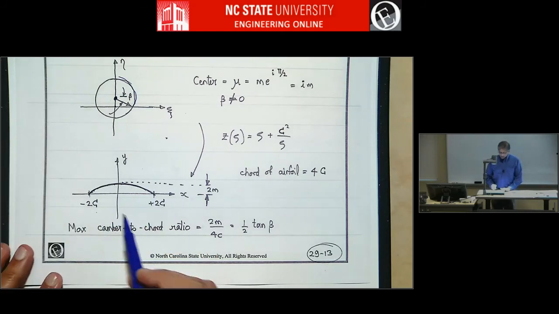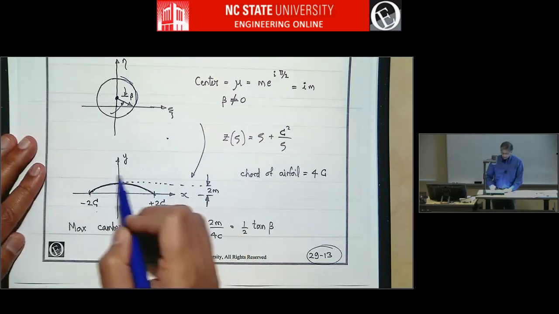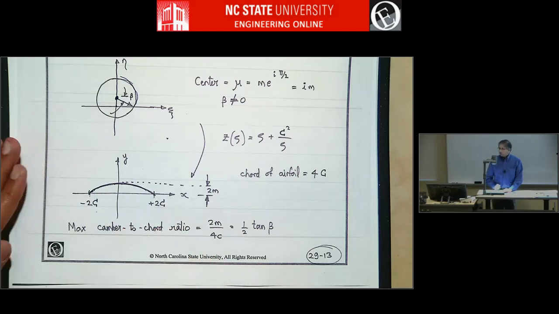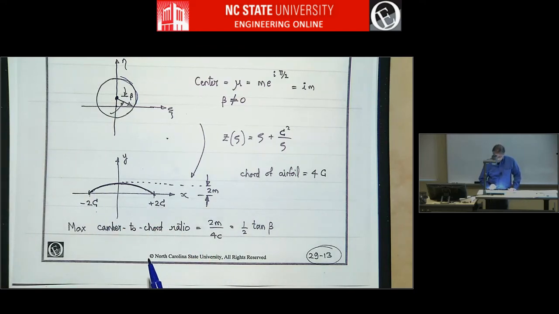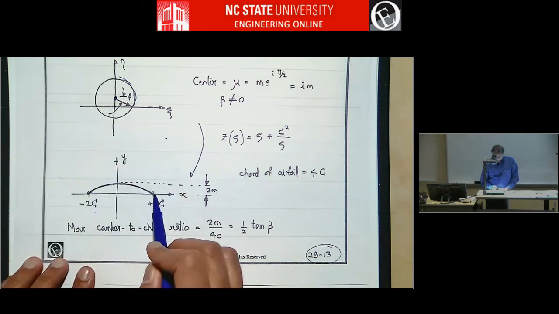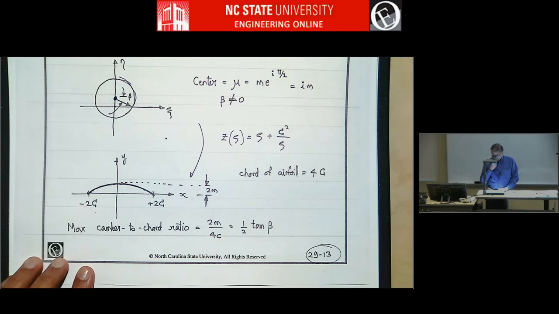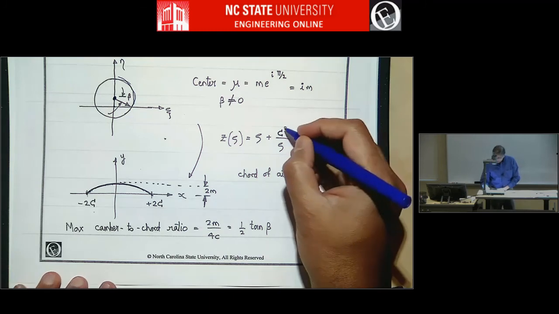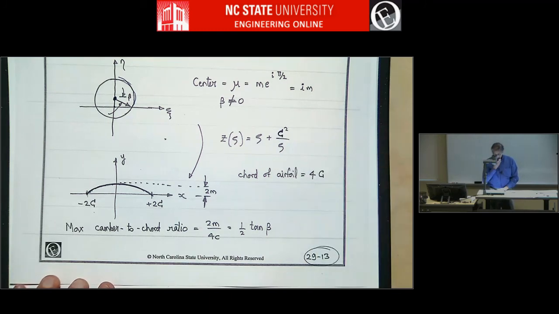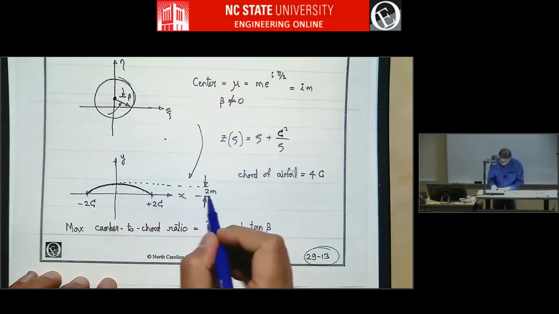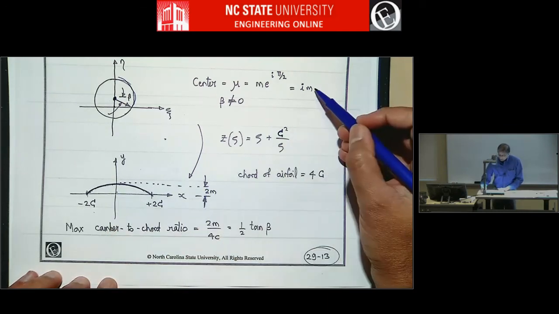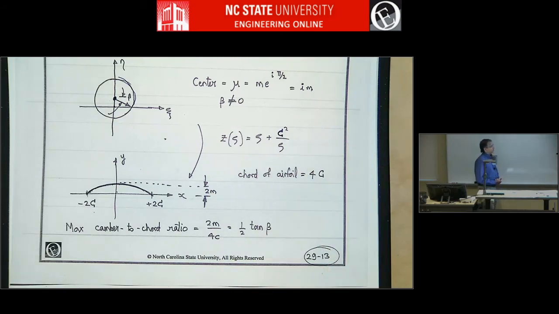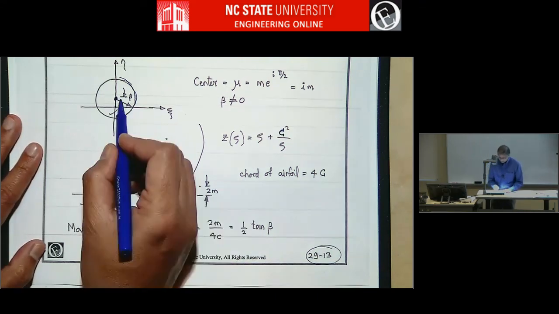So this is a circular arc. It's an arc of a circle. If you just draw this whole thing, it'll be a circle, but we are only looking at this geometry. And so the two extremities are minus 2c and plus 2c. And so the chord of the airfoil is 4 times c, and c is this variable of the transformation. And the maximum height is 2 times m, which is the m used here in the circle. And so the maximum camber to chord ratio is 2m over 4c, or half of tan beta, which is this is the beta.